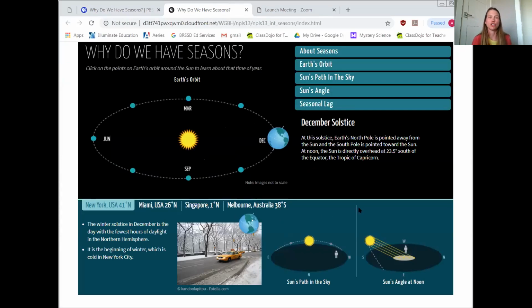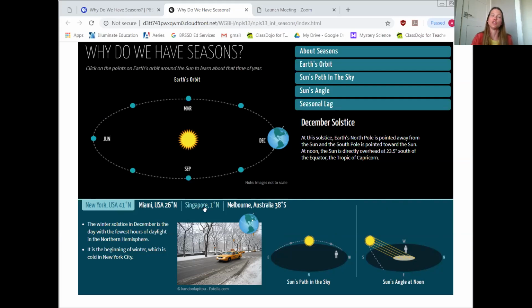What I want you to do with this interactive is I want you to play around with it so that you can get a good idea of the Earth's orbit or revolution around the sun's path in the sky, which is indicated down here, and the sun's angle in the sky during different points on our orbital path.